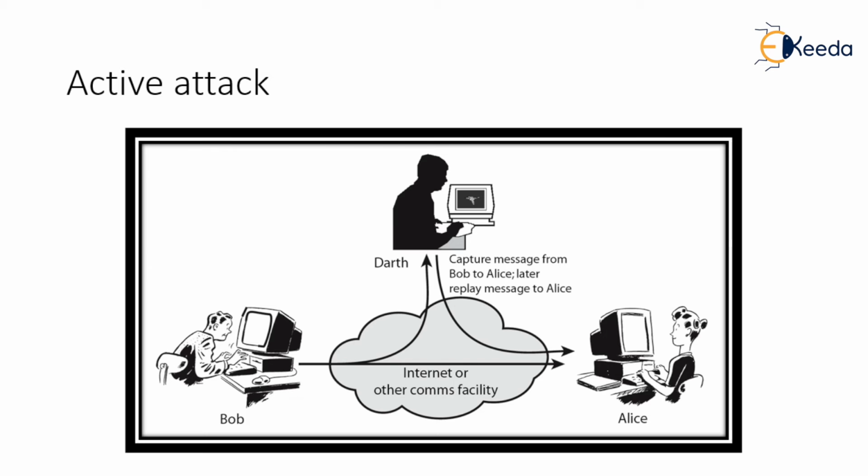Whatever data is received by Alice is being sent by Dart, but Alice is under the impression that this data is being sent by Bob for her. It is possible that Dart must have captured the data, updated the data, or deleted some of the contents of the data which is being sent by Bob for Alice. It may happen. So in this particular type of attack, which is called the active attack, the attacker is in a position to update, modify, delete, anything that the attacker can do with the contents which you have sent for the receiver.